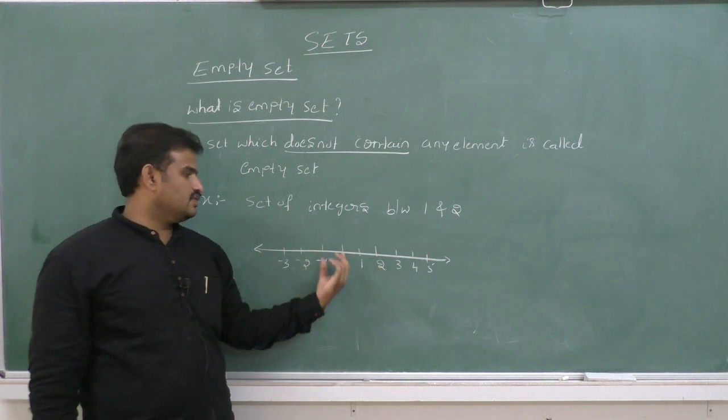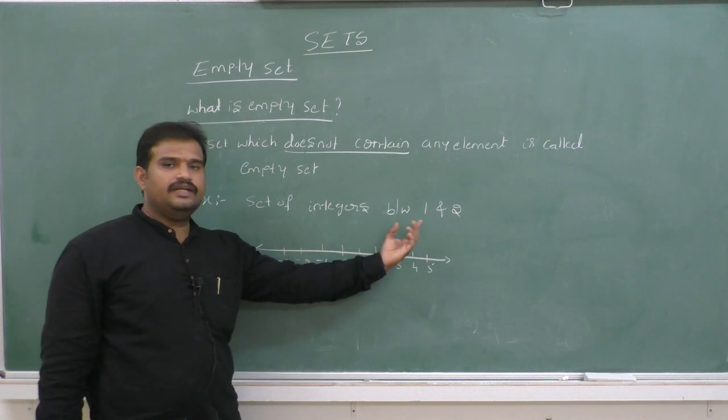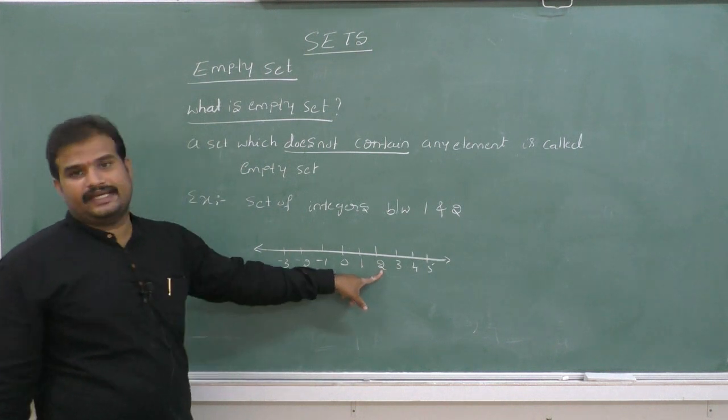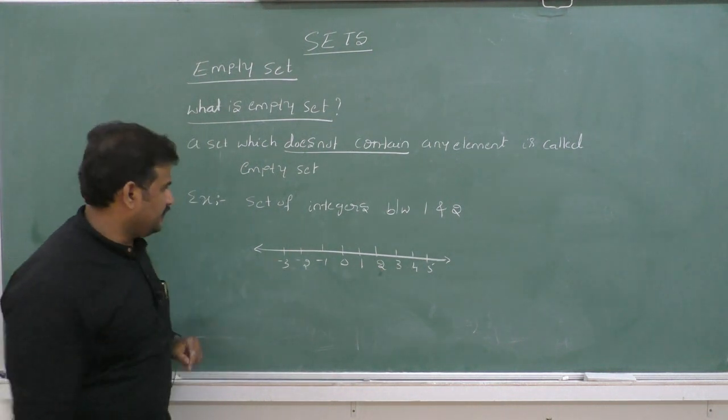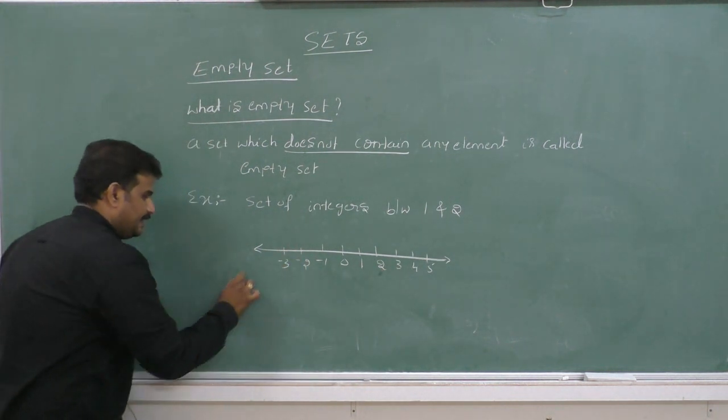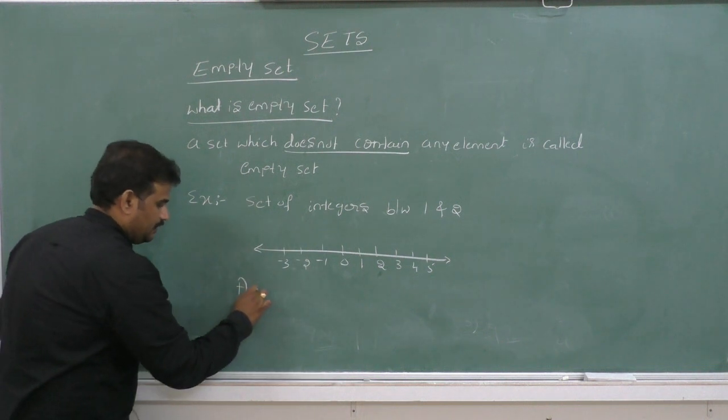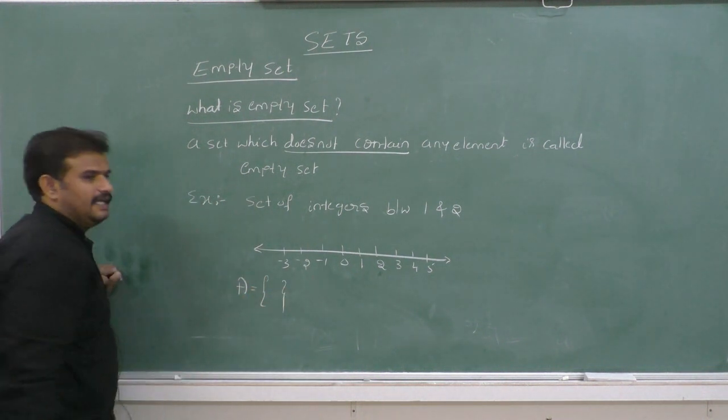There is no integer that exists between 1 and 2. Such a case is called empty set. Usually when writing the empty set, let me take this set as A, usually we represent it like this.